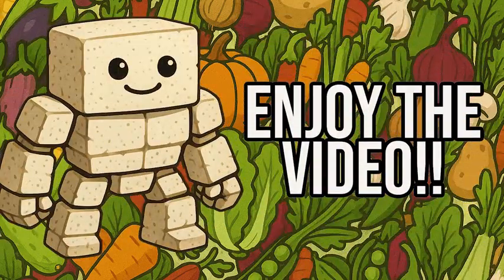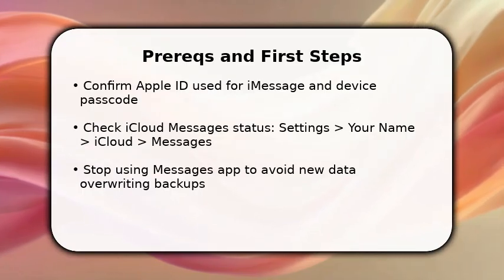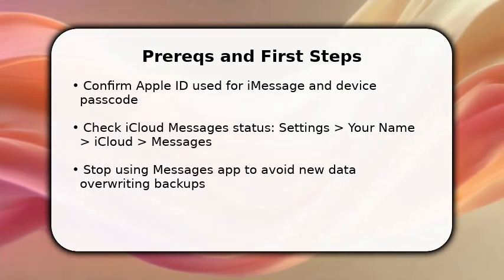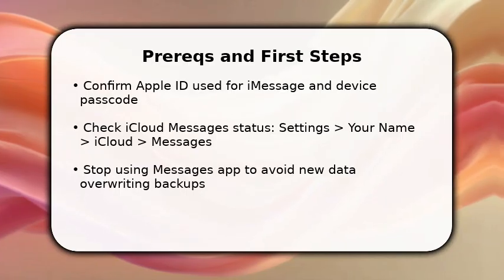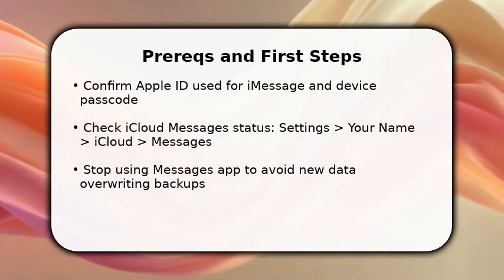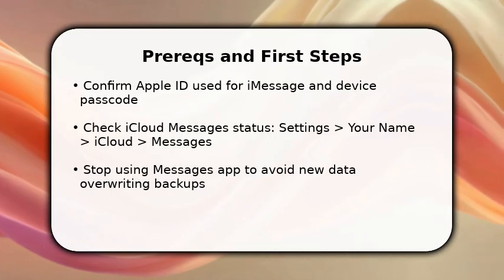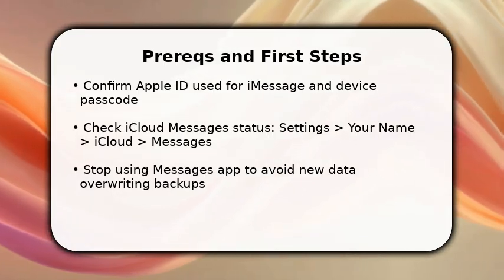Please enjoy the video. You start by verifying the Apple ID and device passcode so the right account is targeted. Next, check iCloud messages. If enabled, your messages may already be synced. If disabled, look for backups. Once done, stop using the Messages app. Every new message risks overriding recoverable data.